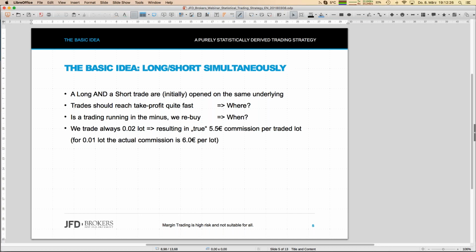So minimum lot size here in my case is 0.02 instead of 0.01, simply to save that €0.5 per lot traded. So that's the only reason. Otherwise, I would go in units of 0.01 lot in this case. So that's the principle of that kind of strategy.